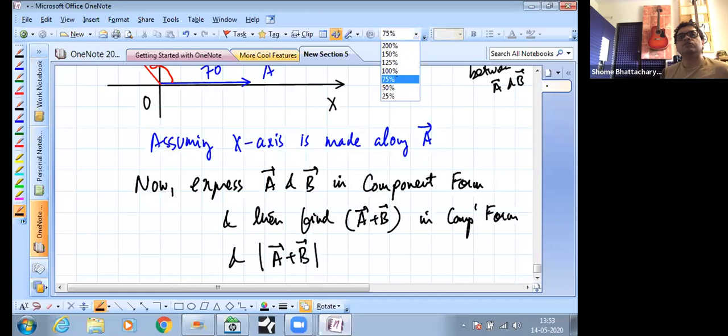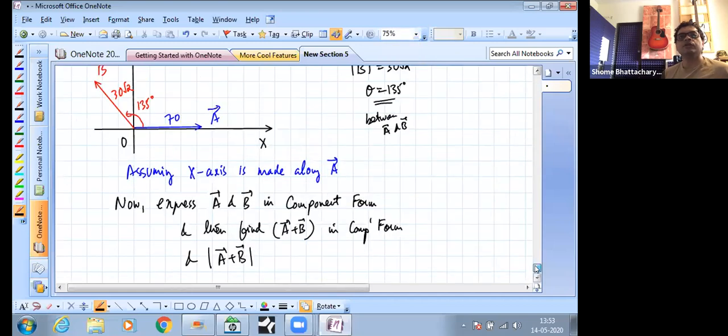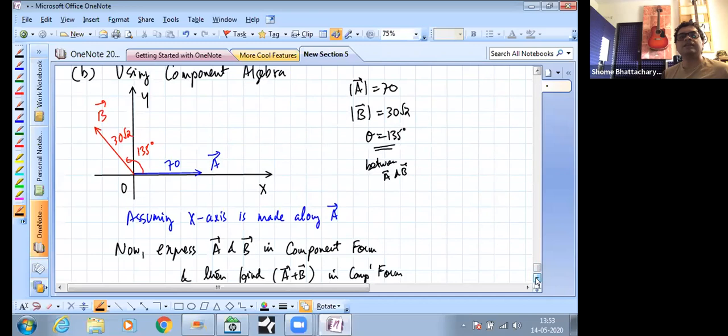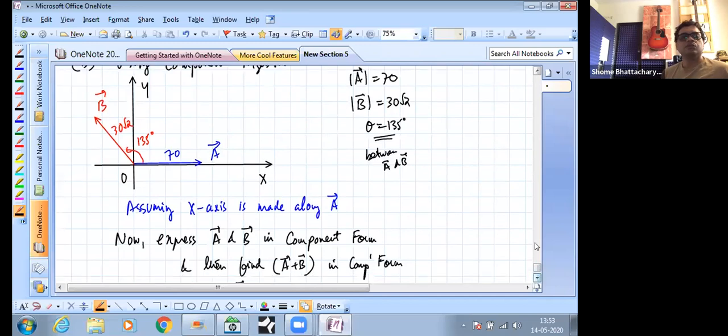The first step was to place the vectors A and B according to the instruction given in the question, that their angle is 135. There's no instruction about the x-axis, so I'm taking x-axis according to my convenience. So my convenience is this, that I've taken my x-axis along A. So yes, that is correct. Now express the vectors A and B in component form. That is your next step. And once you've done that, just use the component algebra for the sum to find A plus B in component form.